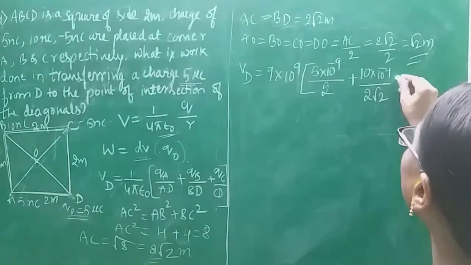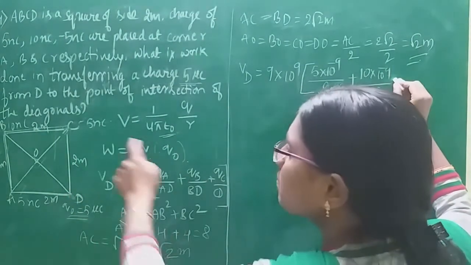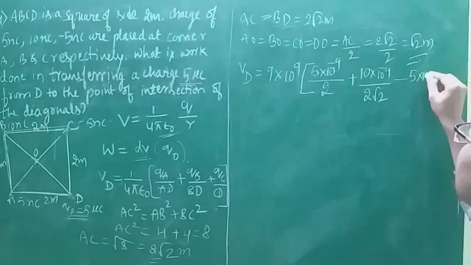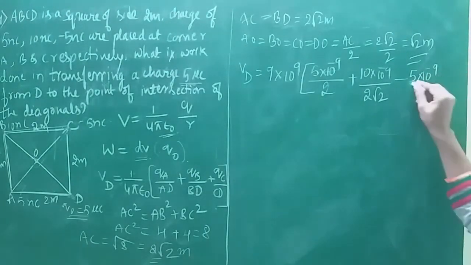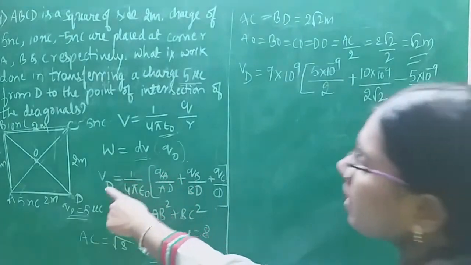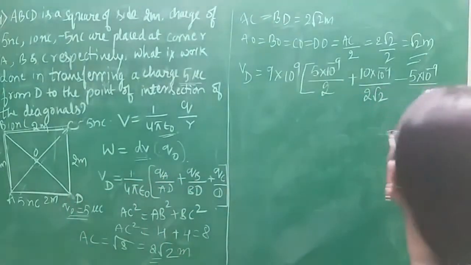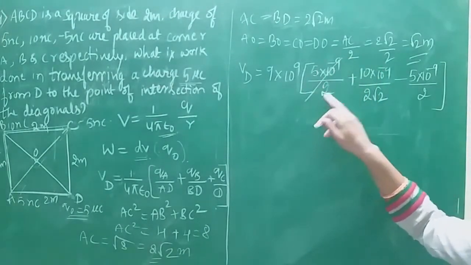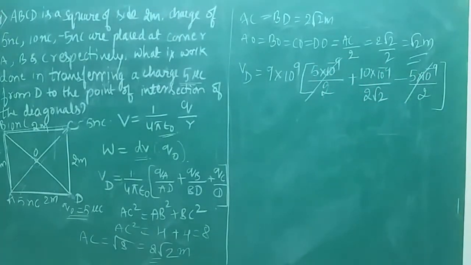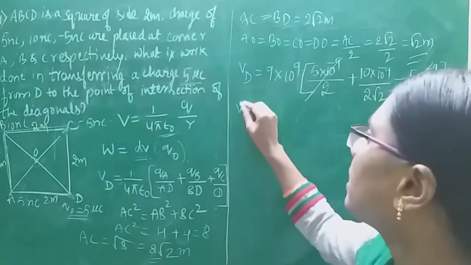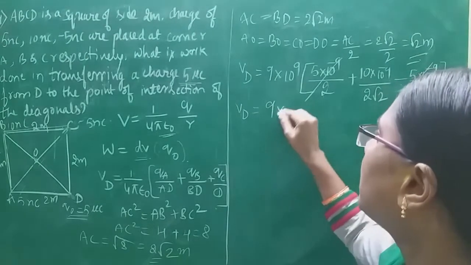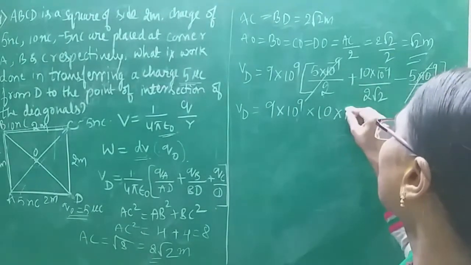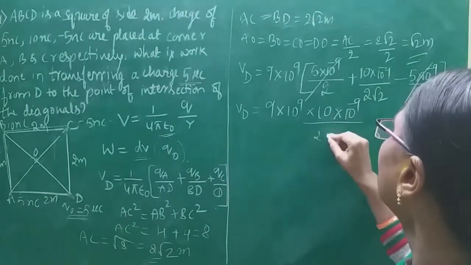Plus QC, which means minus 5 nanocoulomb. So plus into minus is minus 5. Nano means 10 to the power of minus 9, divided by the value of CD. C to D distance is 2 meter. See here, plus 5 into 10 power minus 9 by 2 minus 5 into 10 power minus 9 by 2 gets cancelled. So we can write VD is equal to 9 into 10 to the power of 9 into the remaining 10 into 10 to the power of minus 9 divided by 2 root 2.